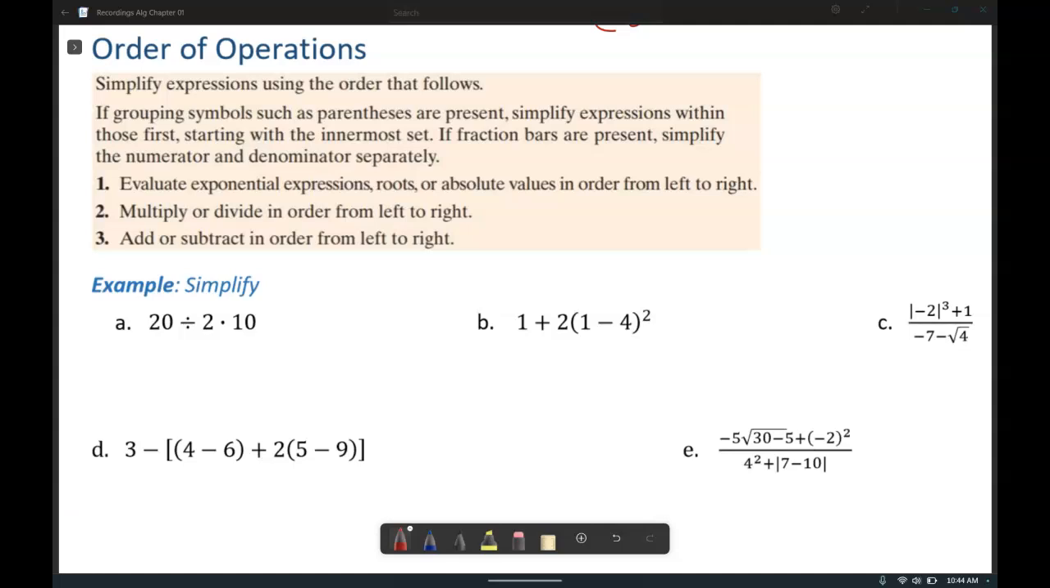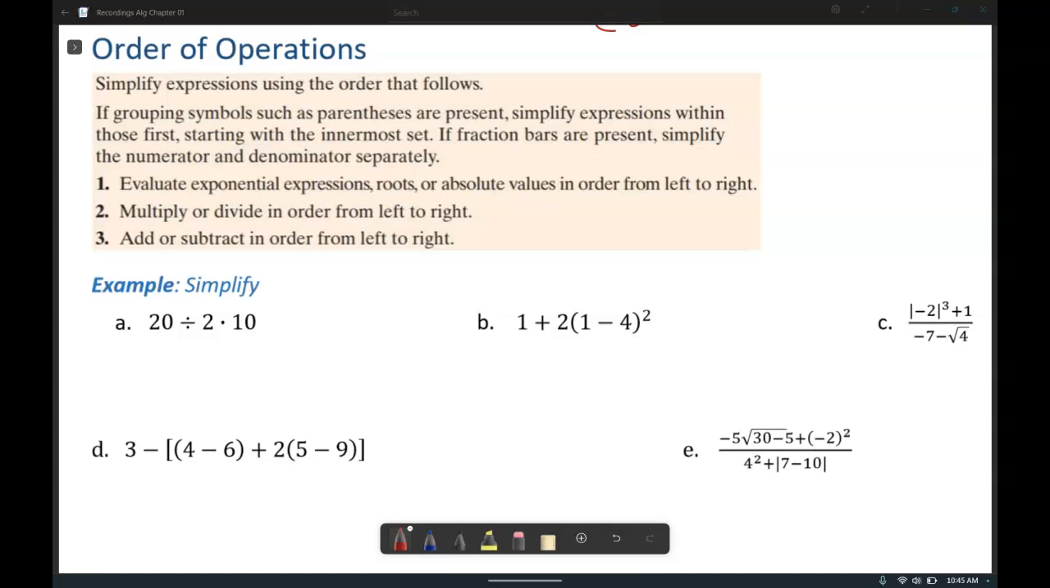Now, the last part that we're going to cover is our order of operations. There are various different acronyms that have been taught depending on where you're from on how to solve through order of operations, but it follows this basic three-step premise.